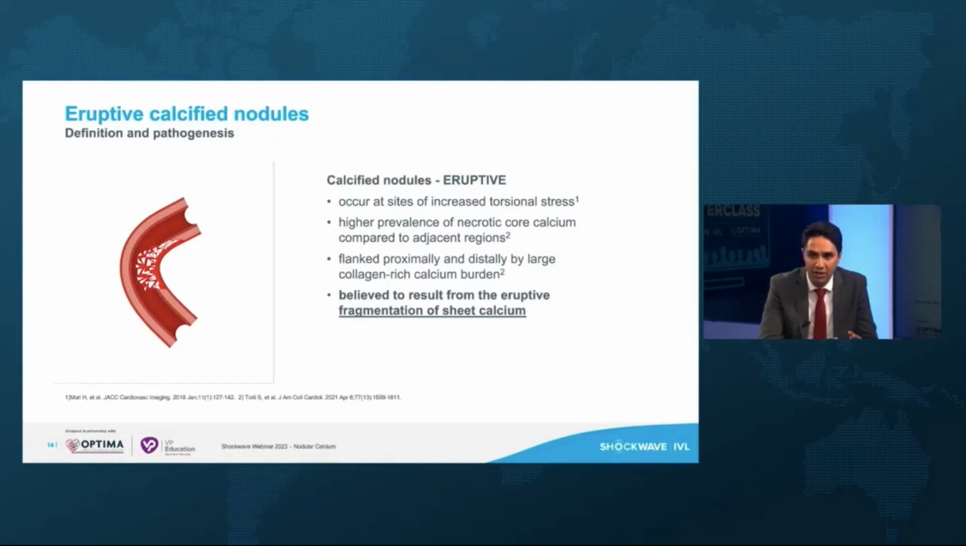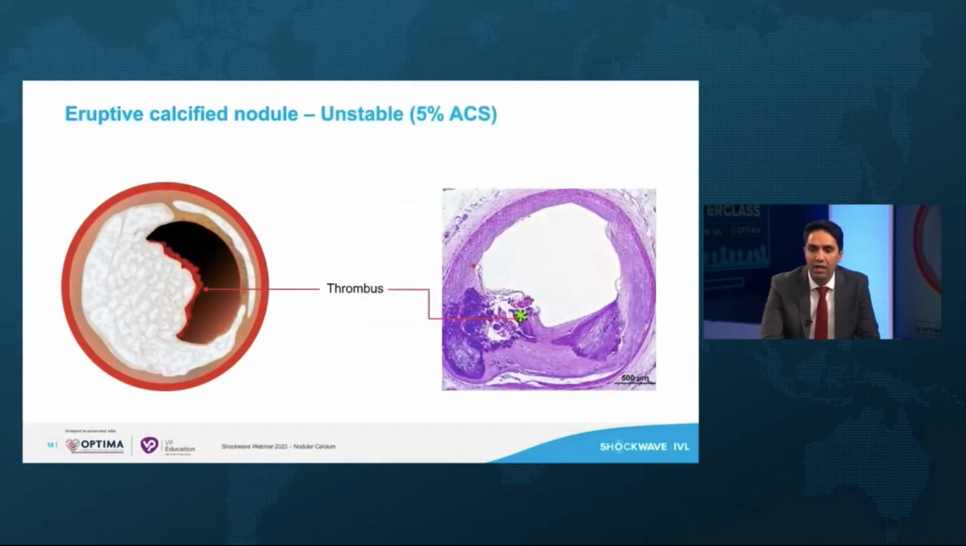So eruptive calcified nodules occur at sites of increased torsional stress. They have a high prevalence of necrotic core calcium. They're flanked by these large areas of calcium proximally and distally, but they are believed to result from the eruptive fragmentation of sheet calcium. We know that these eruptions lead to ACS, specifically eruptive calcified nodules, and that's because as the sheet protrudes into the lumen, these calcified crystals are highly thrombogenic, and platelet reactivity on top of these nodules can lead to thrombus and acute coronary syndromes.